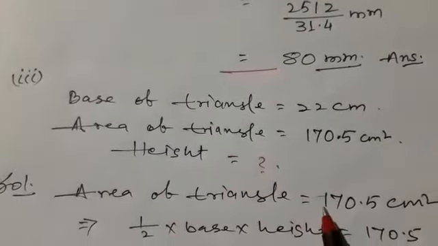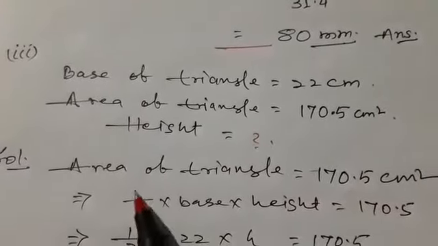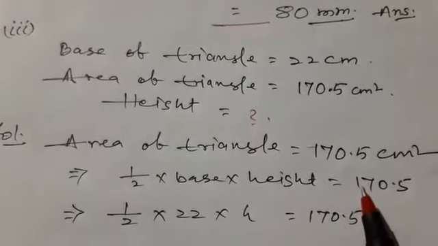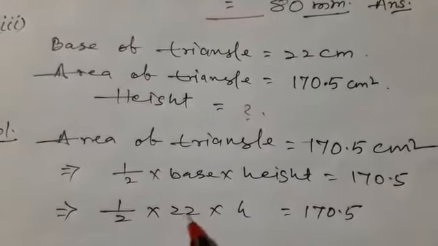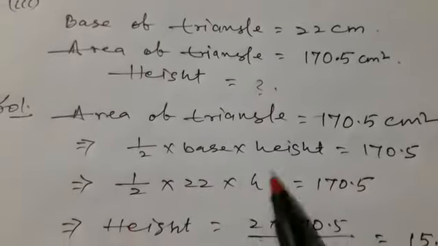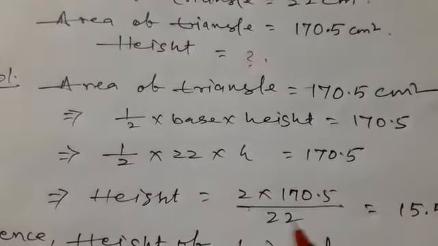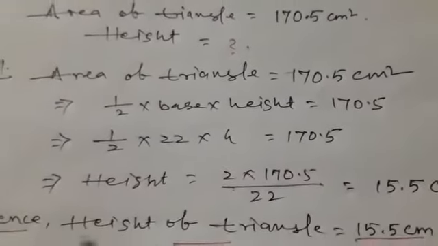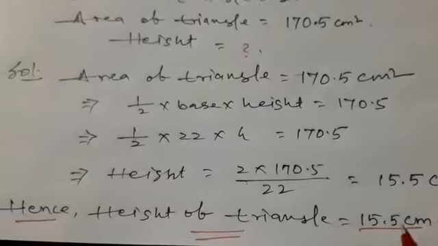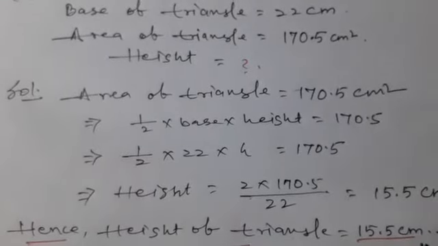Area of triangle is equal to 170.5 centimeter square. Put the formula 1 by 2 into base into height is equal to 170.5. Value of base is 22. So height is equal to 2 multiplied by 170.5 by 22. After solving it, we find 15.5 centimeter. Hence height of triangle is equal to 15.5 centimeter.